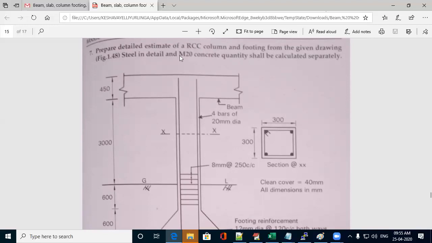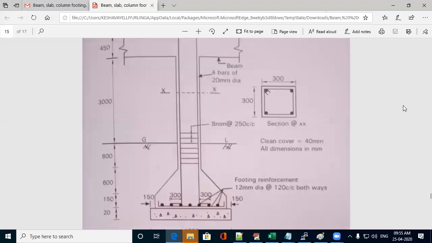Steel details are given and M20 concrete quantity shall be calculated separately. As usual, you need to work out the concrete quantity as well as the steel. Coming to the concrete part, you can observe this is a PCC bed and this is the RCC part. This is where you have to put the RCC.